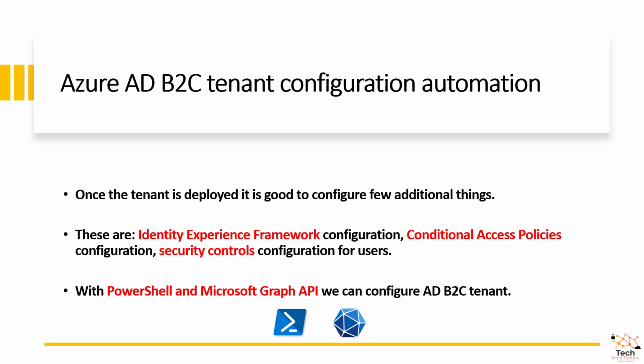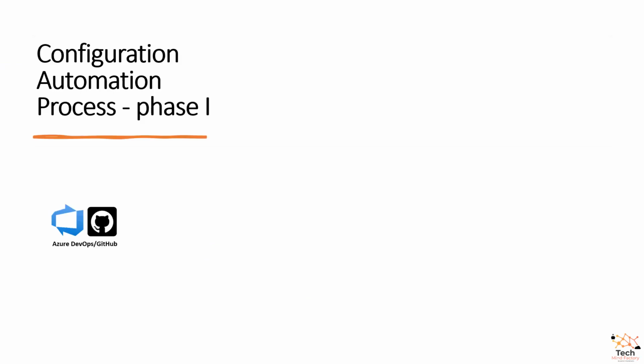So every time we try to configure Identity Experience Framework, conditional access policies, security controls, user settings within the tenant, we can utilize Microsoft Graph API and PowerShell scripts. And this is basically what I do to automate configuration for Azure AD B2C tenants I create. Okay, so now let's talk about the configuration automation process for Azure AD B2C tenant.